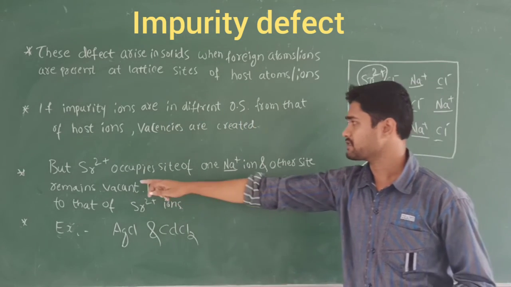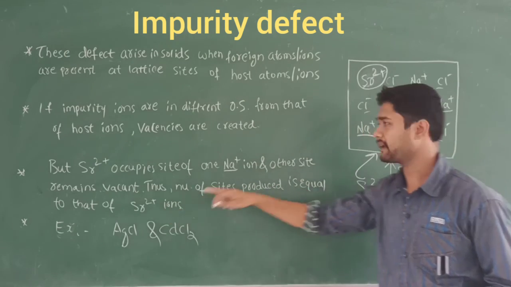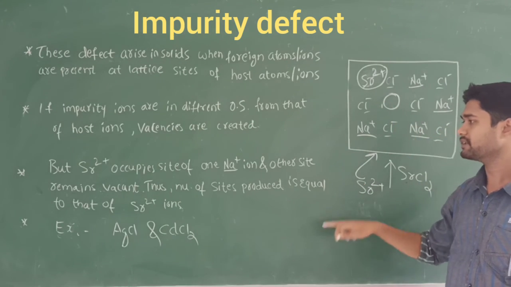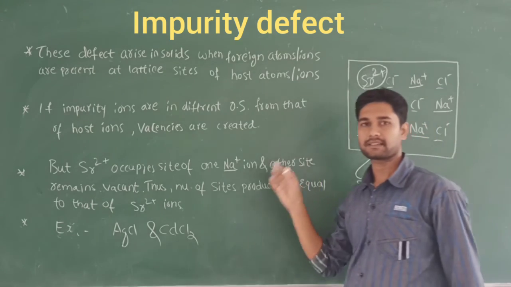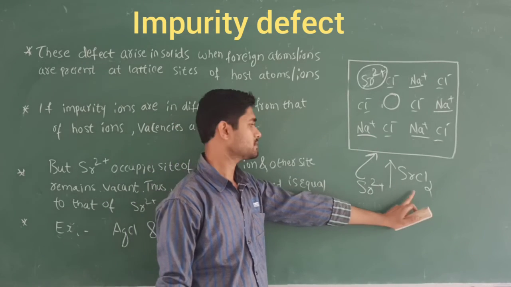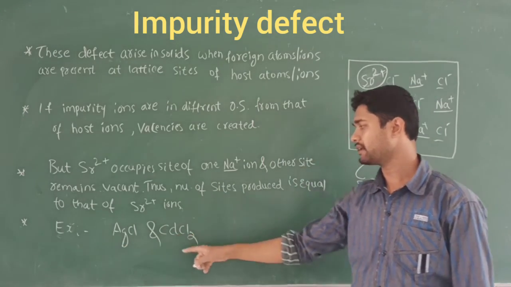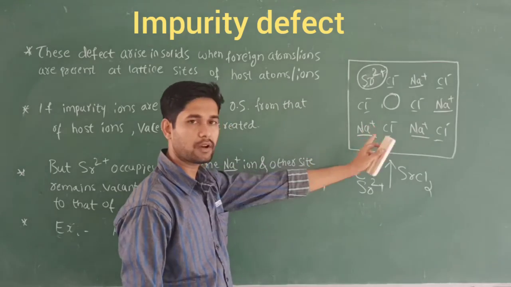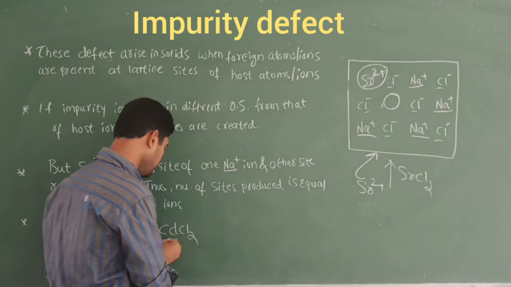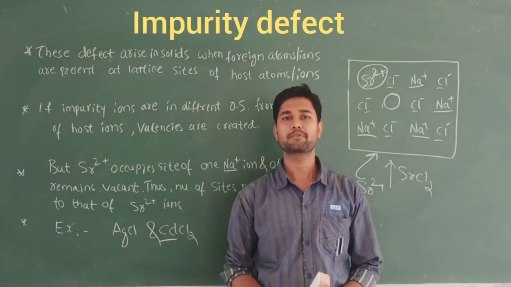So let us see here. Strontium 2 plus occupies the site of one of the Na plus ions, and the other site remains vacant. Thus the number of vacant sites produced is equal to the number of strontium 2 plus ions. So this is an example for the impurity defect, NaCl and strontium chloride, right? The strontium is the impurity here. Also, if we take one more example, that is silver chloride and cadmium chloride. In the place of sodium chloride, I take silver chloride, that is Ag plus, and I take the impurity cadmium. Here cadmium is also +2 in the oxidation state. So this is called the impurity defect.